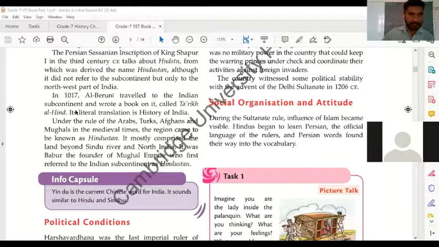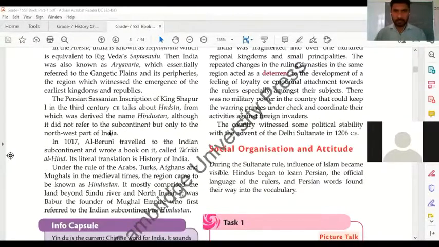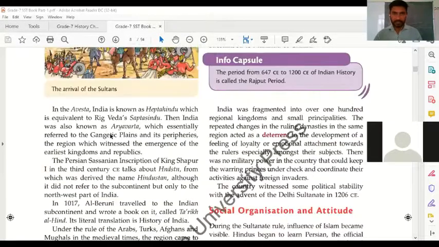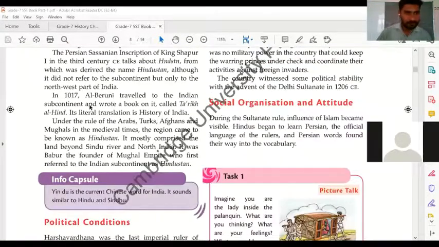Next is the year 1017 AD. Al-Biruni traveled to the Indian subcontinent and wrote a book on it called Tarikh al-Hind. Its literal translation is History of India. So Al-Biruni एक फॉरेन ट्रैवलर थे, इंडिया में आए, उन्होंने भी एक बुक लिखी जिसका नाम रखा तारीख अल हिंद, और इस टाइटल का मीनिंग है हिस्ट्री ऑफ इंडिया.